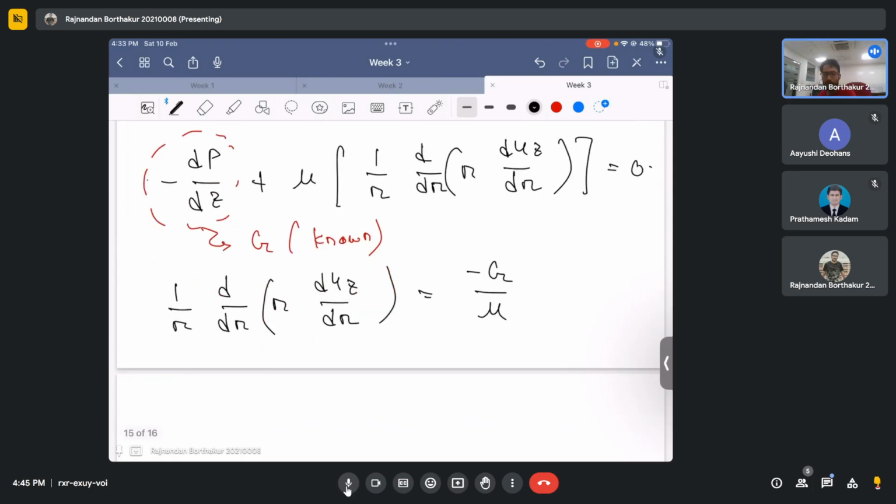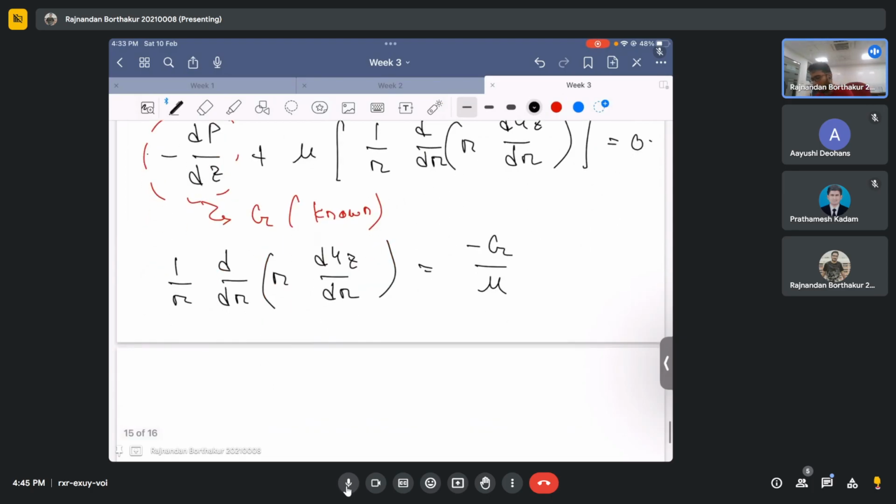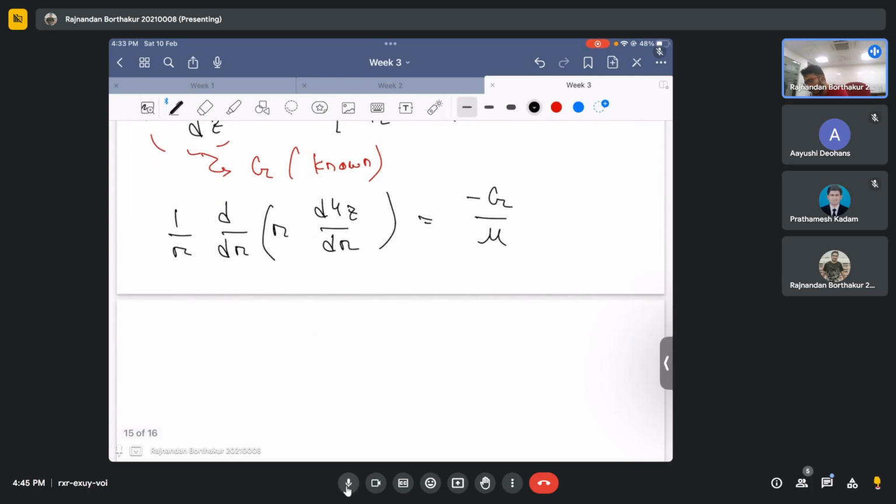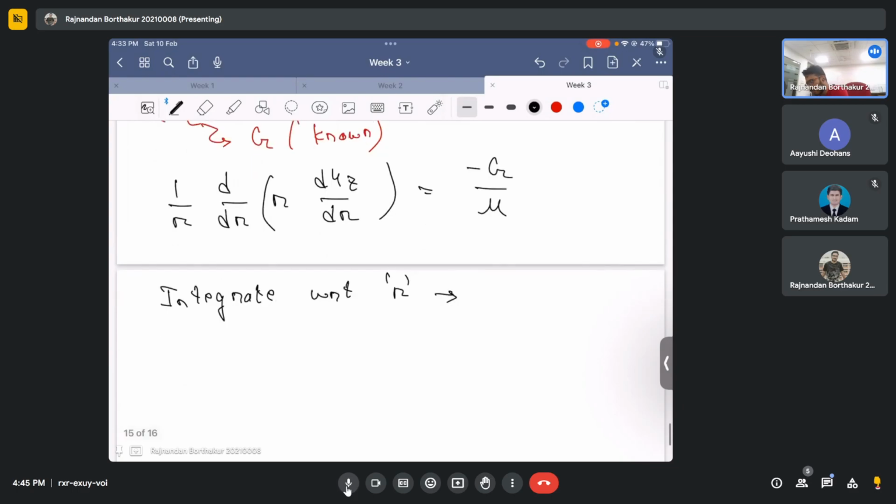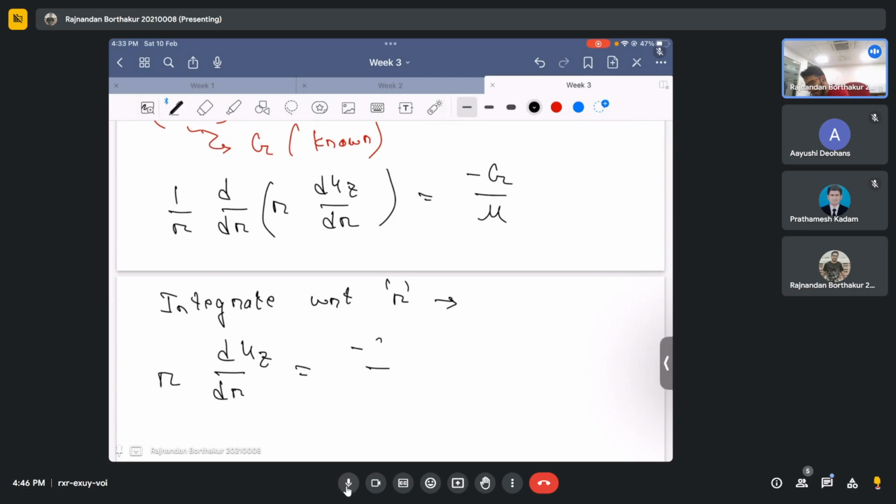This is familiar territory, right? You know what to do from here. We need to integrate this with respect to r. If you do this, the first term we get is d/dr. We get r times d/dr of uz. Just integrate this with respect to r. You get r times d/dr of uz, and this becomes minus g by 2 mu into r squared.